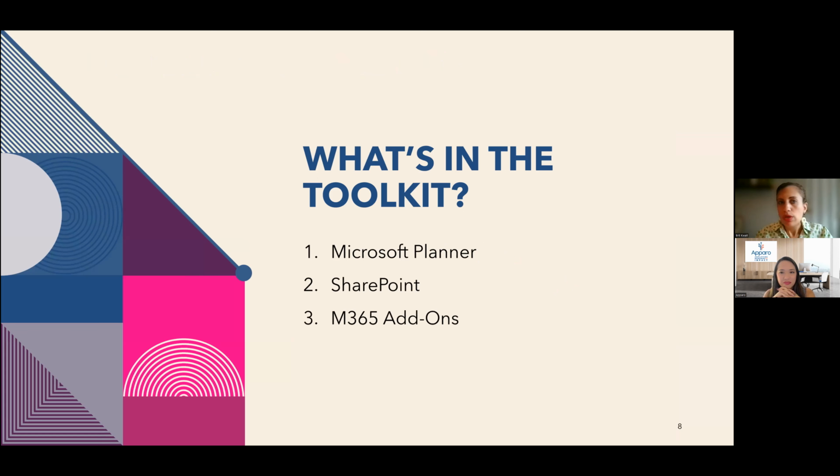So what is in that toolkit that we get from Microsoft? These are just in the order that I'll be showing them, but the first would be Microsoft Planner, the /Teams. Next, we have SharePoint. And then we have M365 add-ons. So those could be things like Power Platform, Project for the Web, other things that you could purchase. And I'll touch on that one briefly, but we'll mostly be focusing on the first two today.